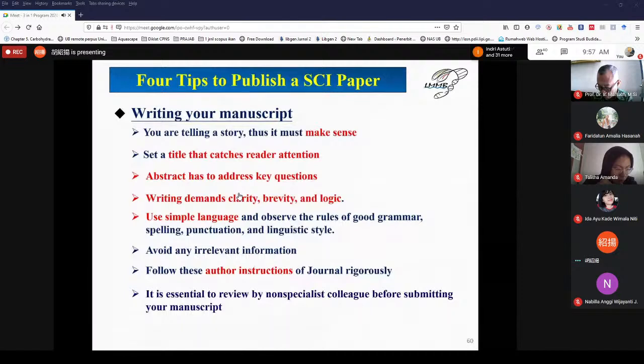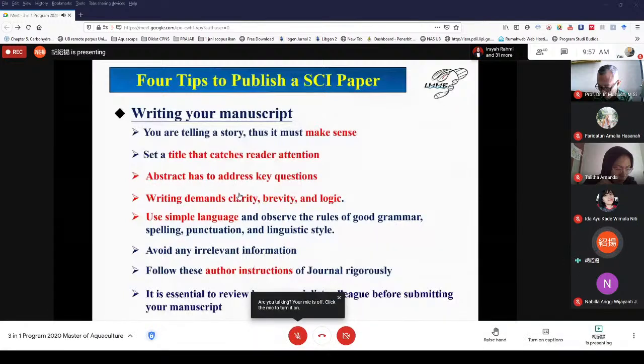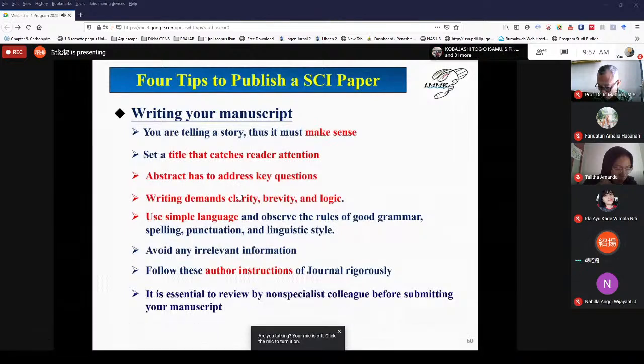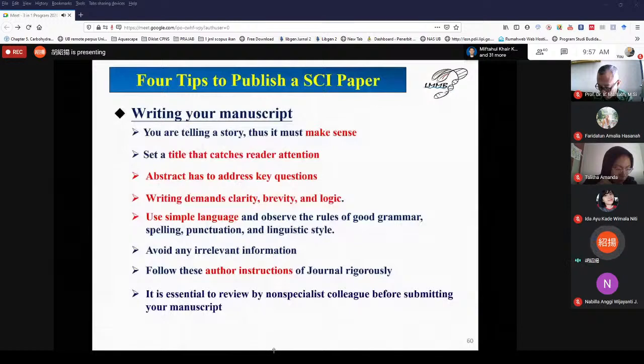So good scientific writing demands clarity, brevity, and logic, and each paragraph should be able to stand alone and provide context to what precedes and what follows. And observe the rules of good grammar and spelling. And the first thing you must do is avoid any irrelevant information, no matter how strongly you like it.